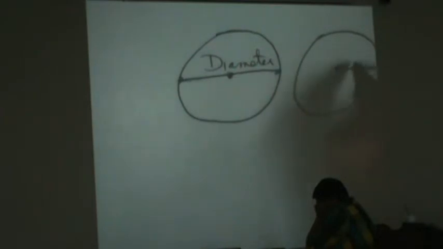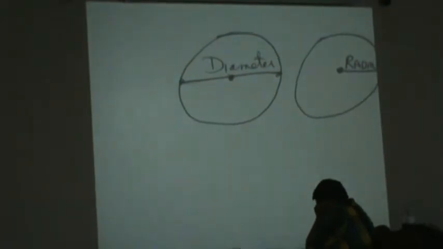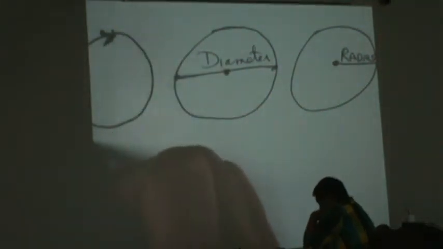Okay? If you only went from the center to the outside, that's called your radius. If you measured from one point and you measured all the way around it, that's called your circumference.